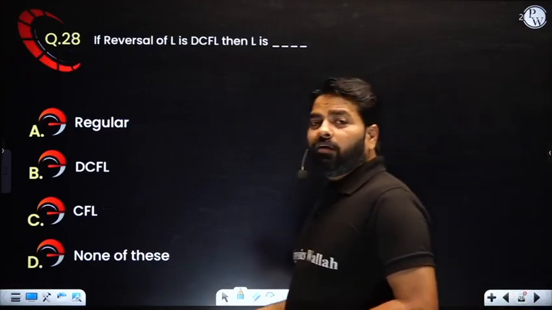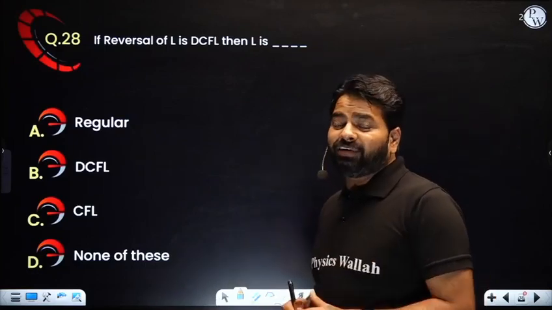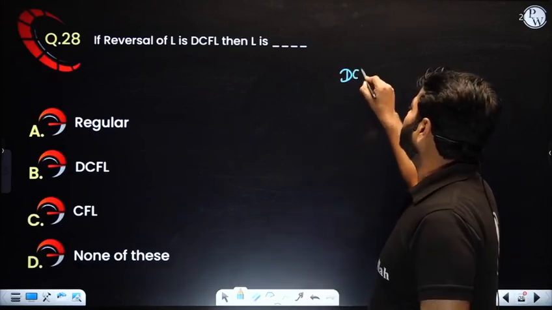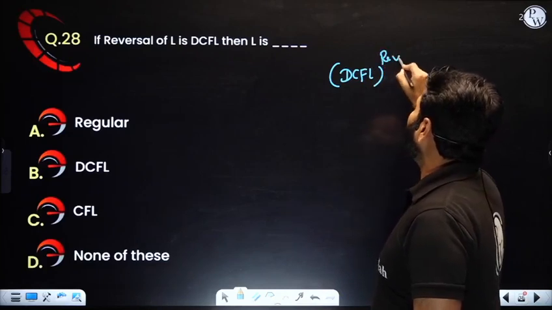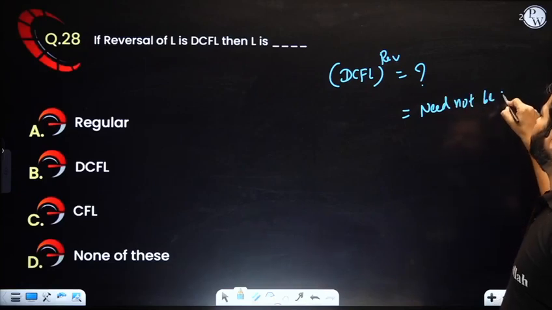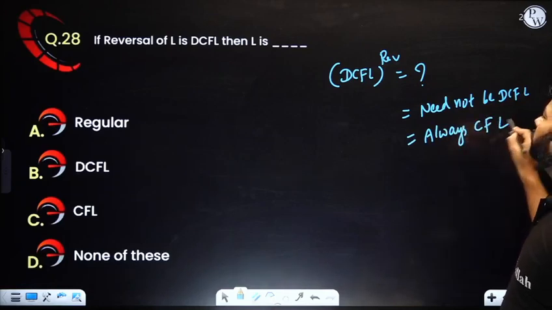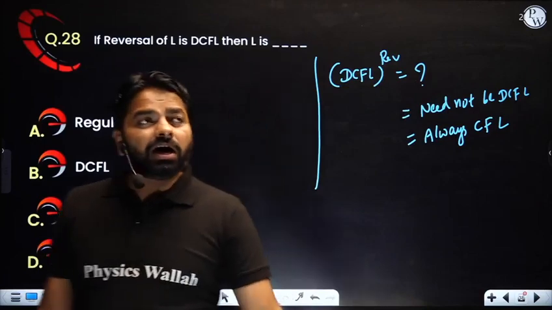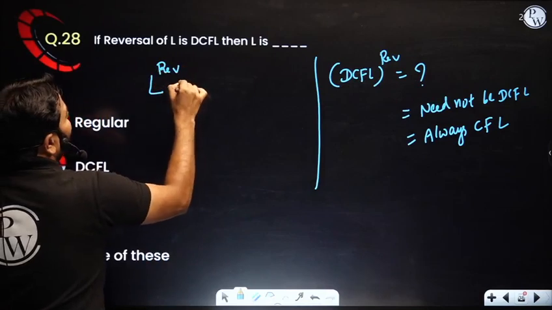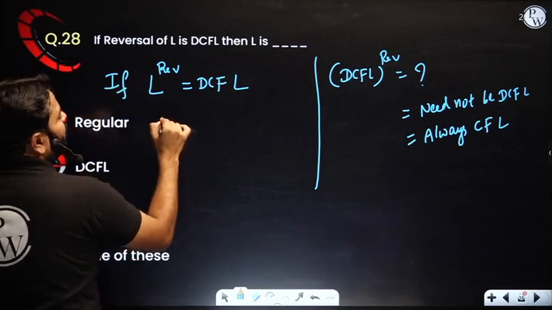Next, now we are going for again reversal of DCFL. I didn't ask, read the question carefully. We know reversal of a DCFL need not be DCFL, we know that, right? If anybody takes DCFL, do the reversal, what happens? You said already need not be DCFL. I didn't ask this. This is a different question. We know it is always CFL. So always we should know what question is given here. It's not asked reversal of a DCFL. What did it say? L power reverse is equal to DCFL. If this is given to you, then what is L?